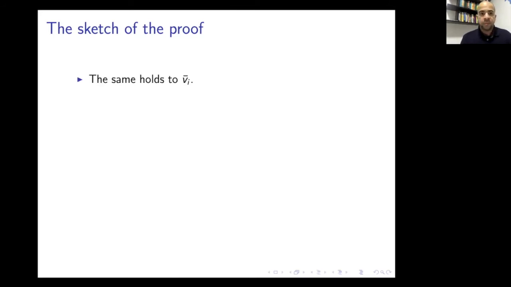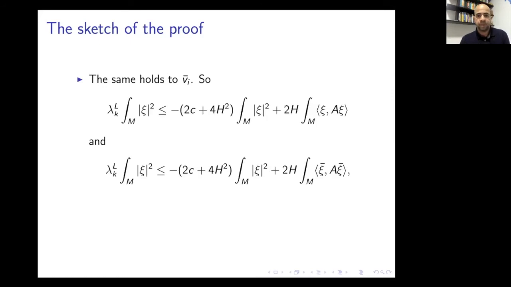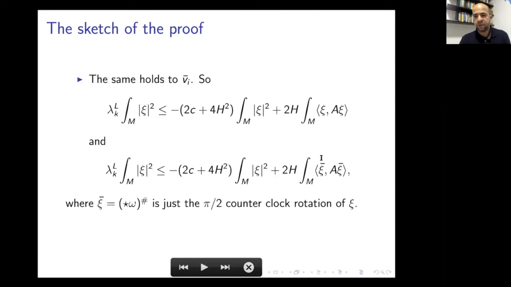Now we do the same for the functions Vi bar, and we get this second inequality here. I repeat the previous one, where we do the computations with Vi, and the second one we get when we do the computations with the functions Vi bar. Here, this vector field Xc bar is the vector field corresponding to the one-form, the Hodge star of omega. So this vector field is the pi over 2 counterclockwise rotation of the vector field Xc. So Xc and Xc bar are orthogonal and they have the same norm, the same length.